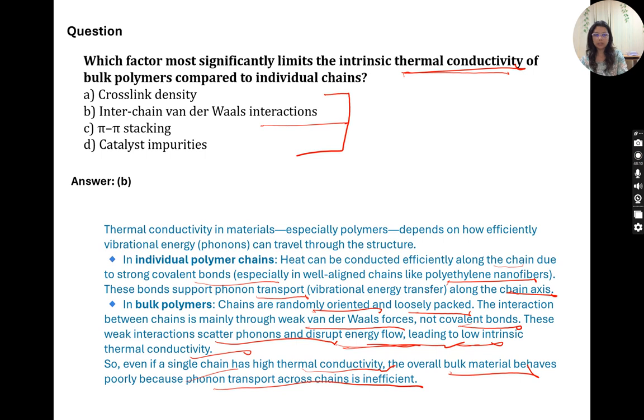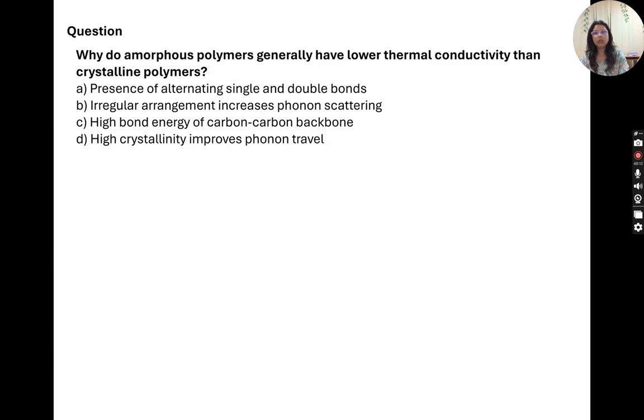Okay, so we'll move to the next question. Why do amorphous polymers generally have lower thermal conductivity than crystalline polymers? The options are: the presence of alternating single and double bonds, irregular arrangement increasing phonon scattering, high bond energy of the carbon-carbon backbone, and high crystallinity improving phonon travel. So what is the reason why amorphous polymers have lower conductivity than crystalline ones?